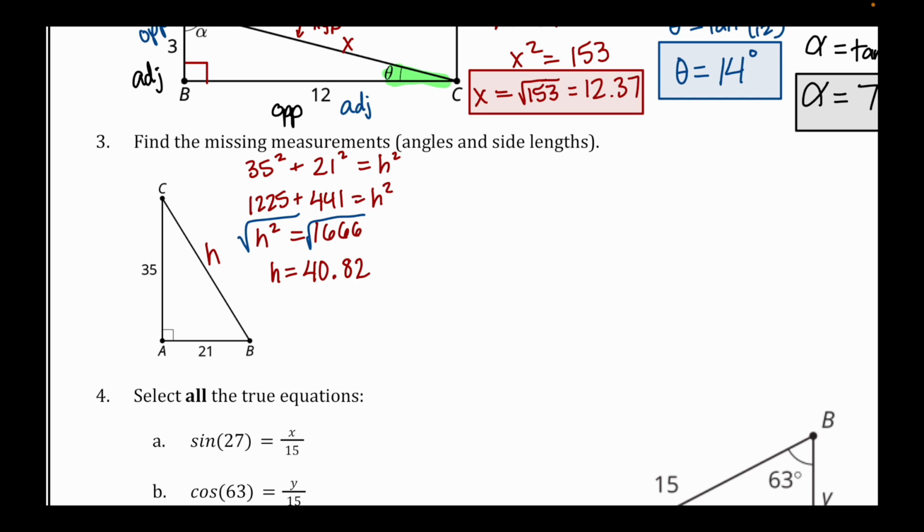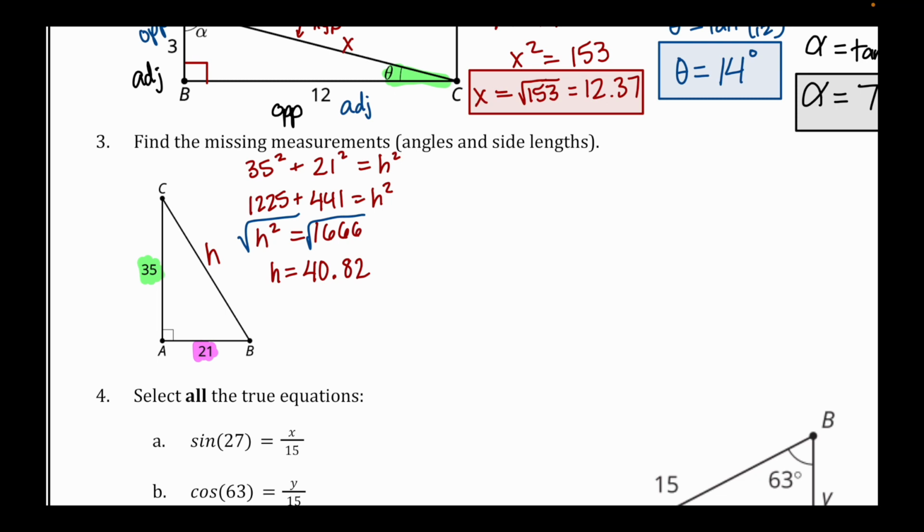Now we want to find our missing angles. I don't like that it's not a whole number. So in order to find our missing angles, I am only going to use the 35 here and the 21 down below. I'm not going to use H because it's a decimal, and if I use a rounded decimal in some of my calculations, then my calculations may be off a bit.